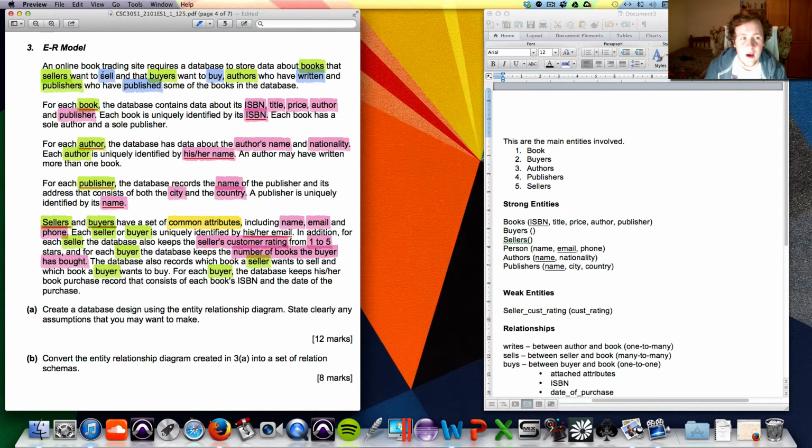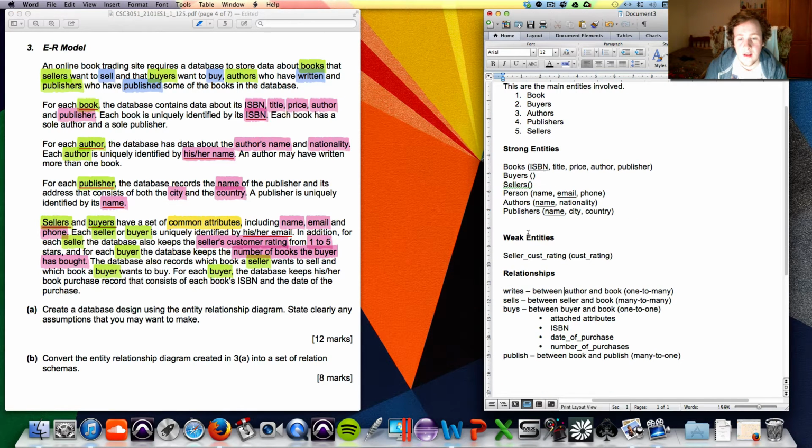And I've gone through and also highlighted some of the relationships here. So sell, buy, written, and published. This is just some of them. I've recorded them here, so I did strong entities and relationships. I'll explain weak entities in a minute.